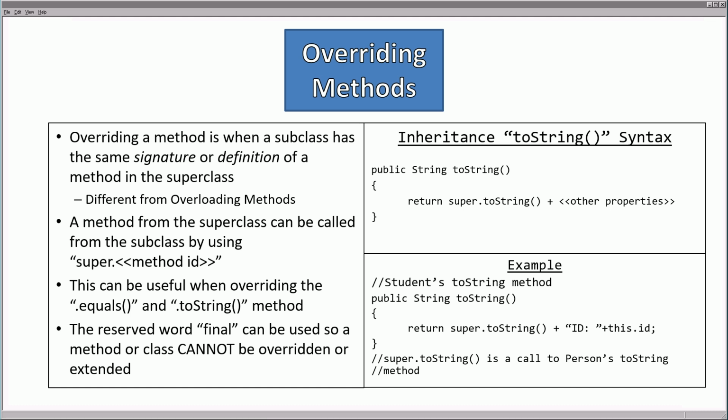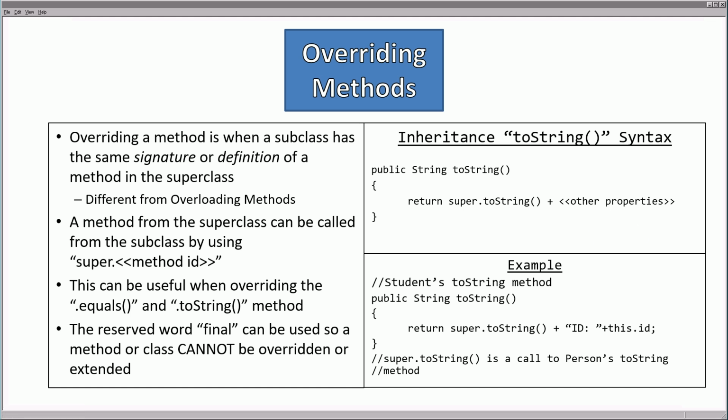method ID. This can be seen when you're overriding the equals and the toString methods. The way that you can utilize this in the toString method is you create the toString method in the exact same way that you did before. The only difference is you call super.toString, and this appends the string returned from the superclass with the other properties that you add here.